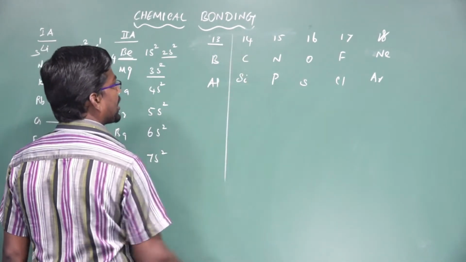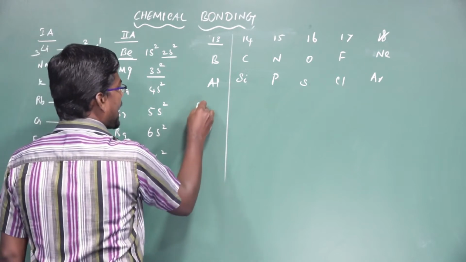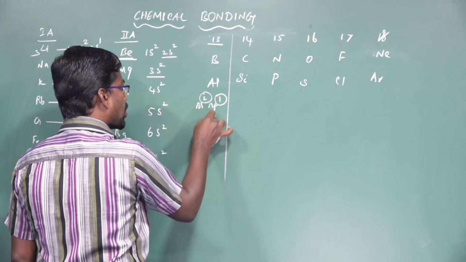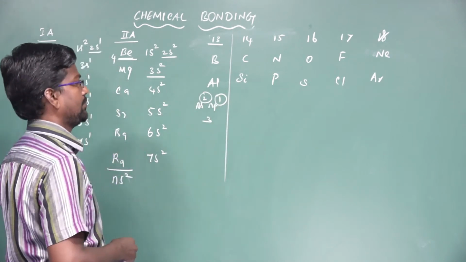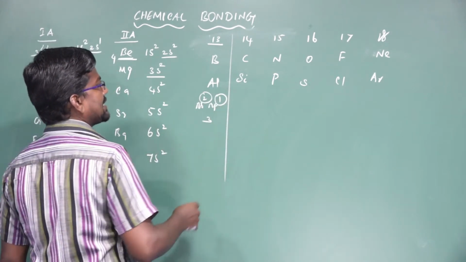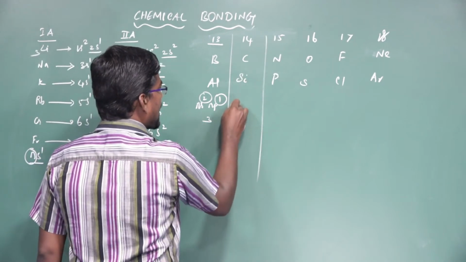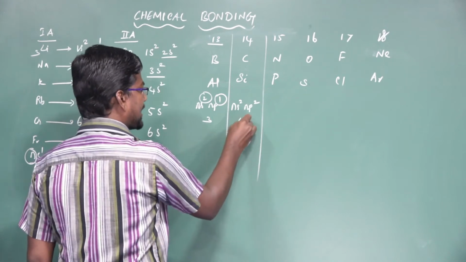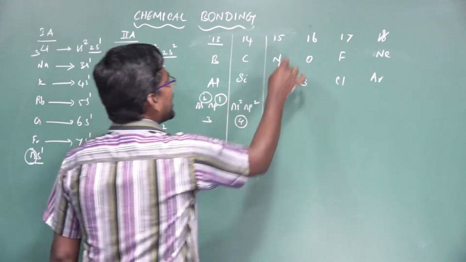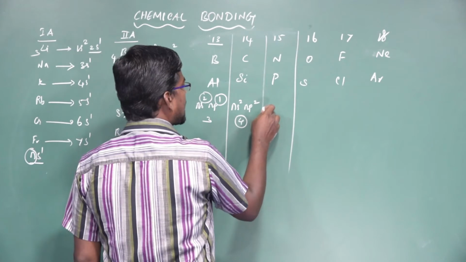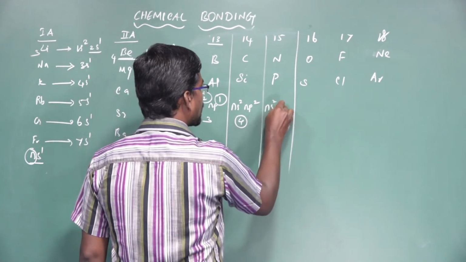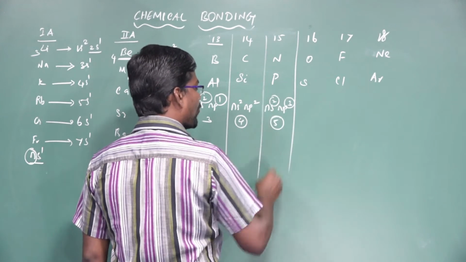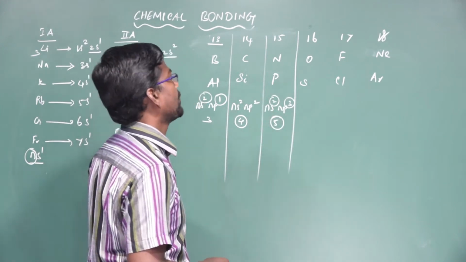The general electron configuration of the 13th group is ns2 np1, so 2 plus 1, totally 3 electrons in the valence cell. 14th group elements have general electron configuration ns2 np2, totally 4 electrons in the valence cell. 15th group elements have ns2 np3, so 2 plus 3, totally 5 electrons in the valence cell.